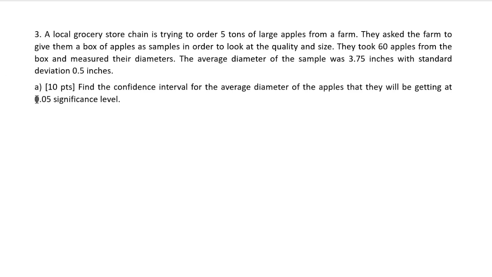Yeah, so first of all, a 0.05 significance level is the same thing as saying a 95% confidence level, because significance level is 1 minus confidence level. And so we want to estimate the population mean, or the mean value of all the apples on the farm, with 95% confidence. And of course, without any more analysis, the best value is just 3.75.